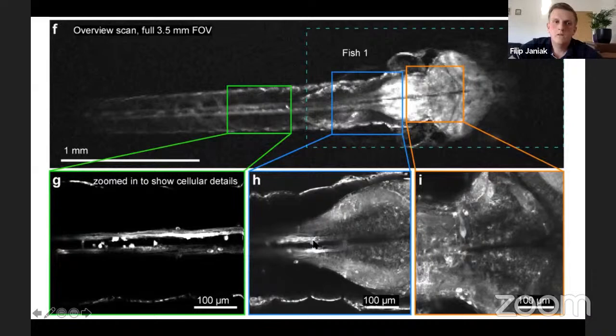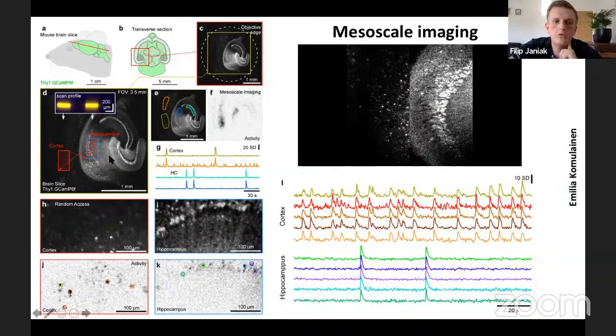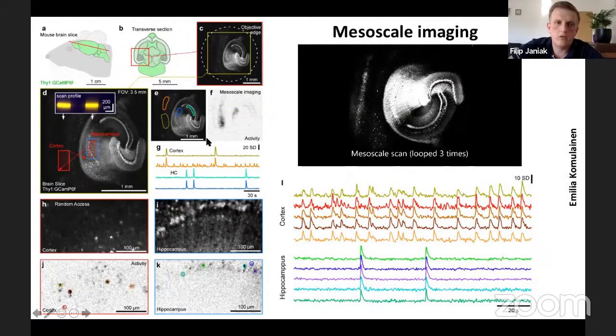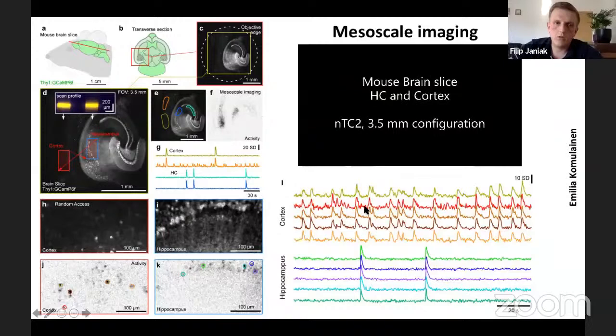Next example of mesoscale imaging, with the random axis. These are hippocampal slices where we can simultaneously see the activity in the hippocampus and in the cortex. To go to a specific region of interest and for more detail, we just select the two areas and quickly go from one to the other. So in one frame, as you can see here on the video, we can record the signal from those two distinct areas.